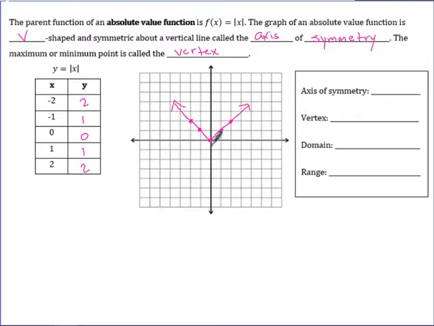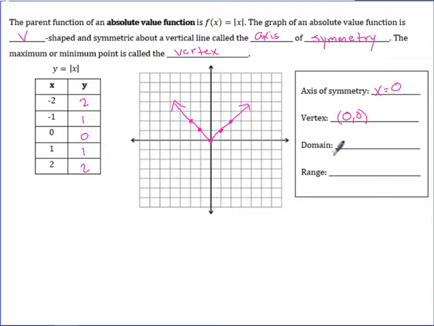Okay, so the vertex, the bottom of my V here is 0, 0. My axis of symmetry is a vertical line, so it's x equals, and it always has to go through the vertex. So my vertex is at 0, 0, so my axis of symmetry is x equals 0. Vertical line right here that cuts this graph in half, and if I fold it over, everything would match up.